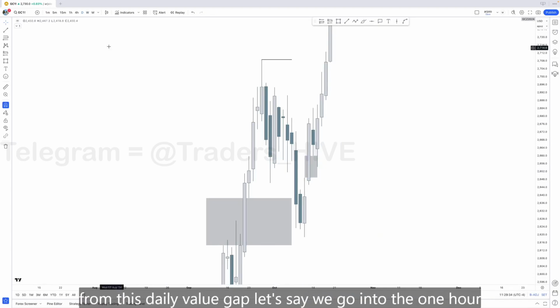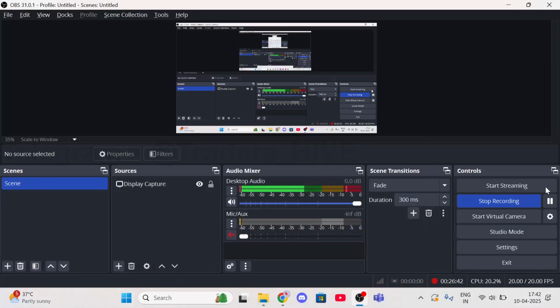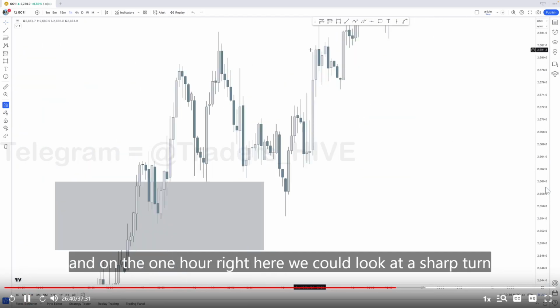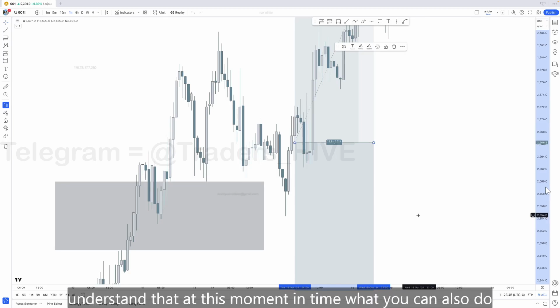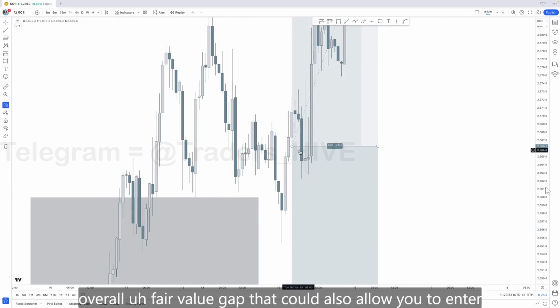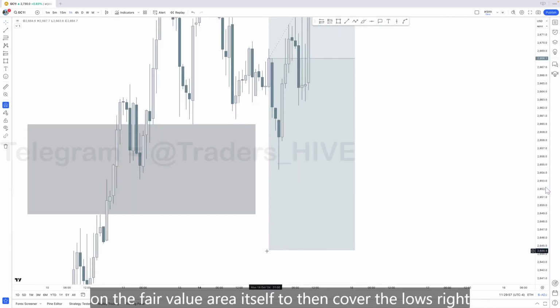So from this daily value gap, let's say we go into the 1 hour, and on the 1 hour right here, we could look at a sharp turn entry on something like this right there. Now, I need you to understand that at this moment in time, what you can also do, because the fair value area right here is actually above the overall fair value gap, that could also allow you to enter on the fair value area itself to then cover the lows right there.